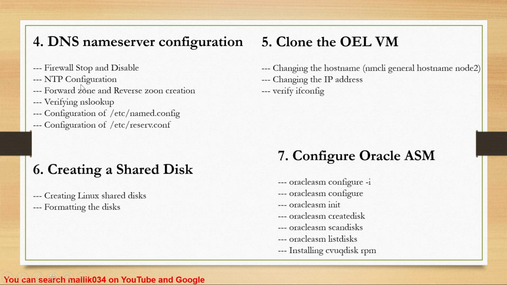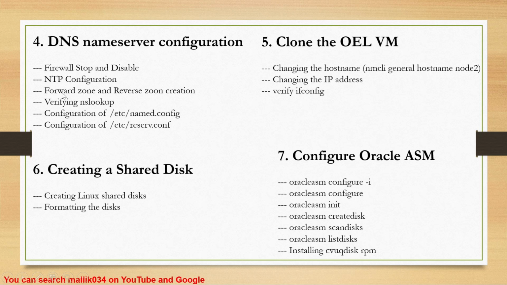And then I'm going to show you how you can configure your NTP server. If you use NTP, your CTSS, cluster synchronization service, will be in observer mode. If you don't use NTP, your cluster synchronization service is going to be in active mode. So you can use either NTP or CTSS, any one you can use. So I will show you how to configure your NTP at the OS level.